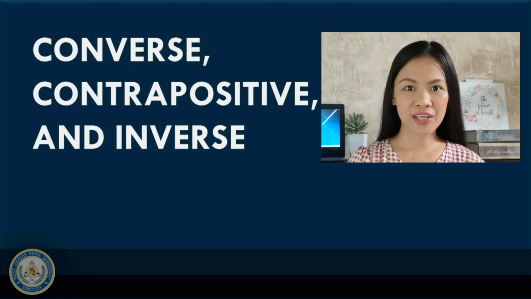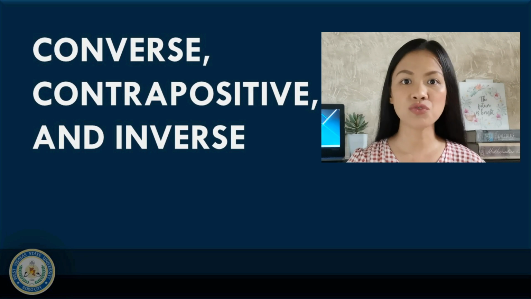Welcome back to Logic and Set Theory. We already learned about conditional or implication. And today, we are going to cover converse, inverse, and contrapositive of a given conditional. And let us see which of these three is equivalent to the given conditional.